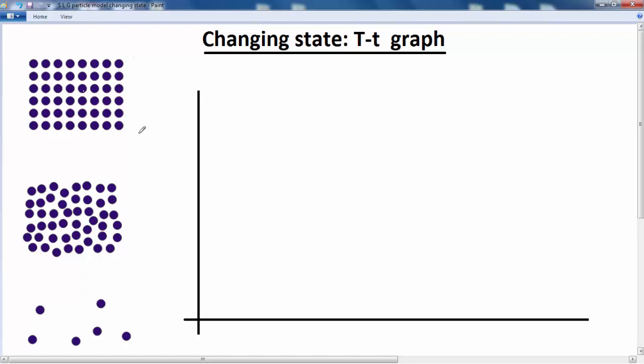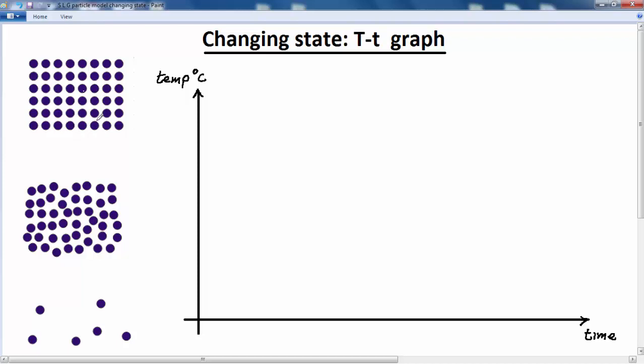In this lesson, we're going to have a look at how the temperature changes as a substance is heated from the solid through to the liquid and then into the gas states. We're going to examine what is called the temperature time graph for these changes. So on our graph, we're going to plot the change in temperature in degrees Celsius with the time in minutes, for example.